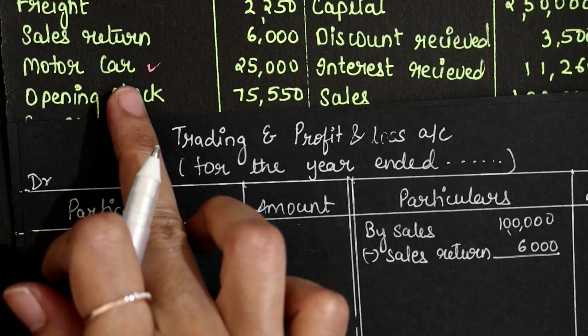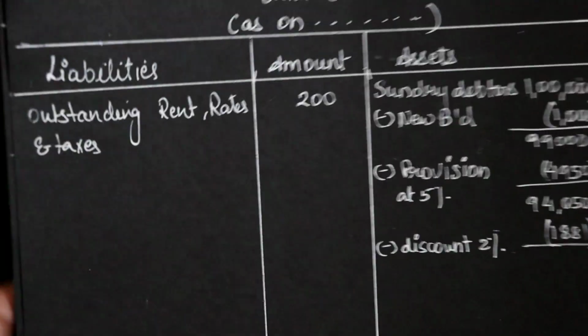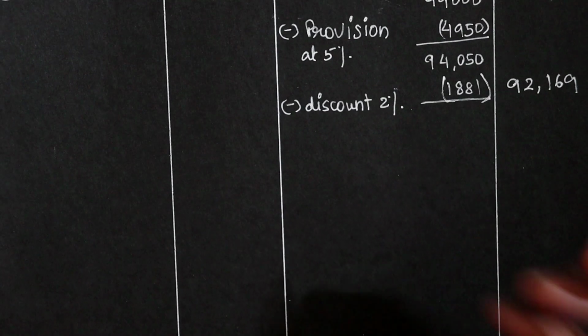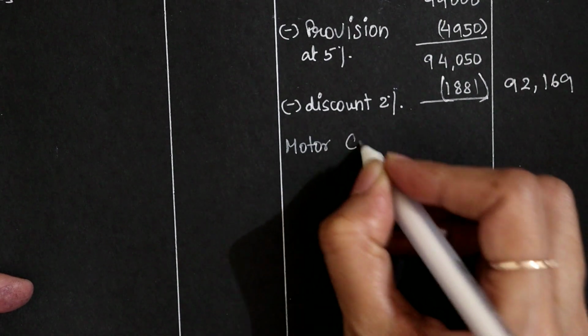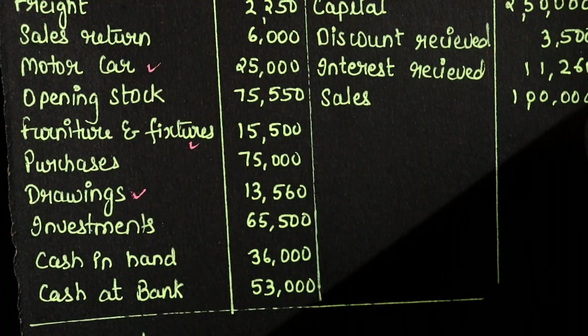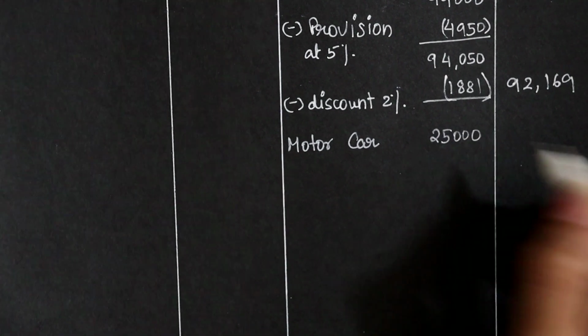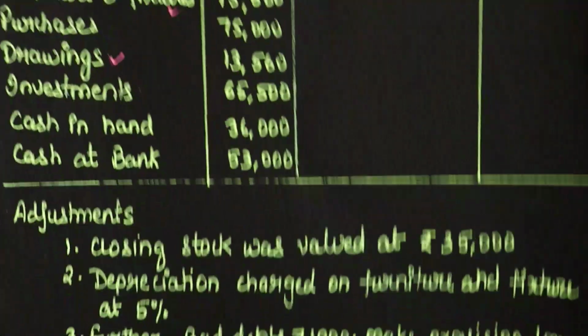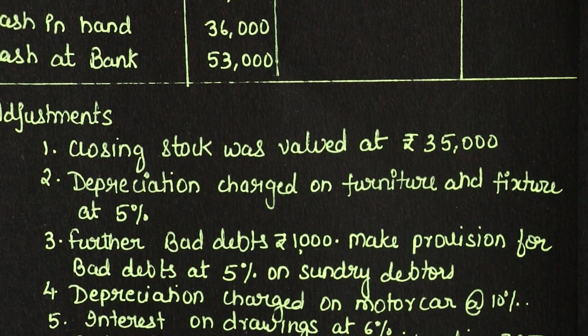Then we have motor car. On this we have adjustment. So first we will write motor car on the asset side, inner column 25,000, and the adjustment says depreciation charged on motor car is 10%. So 25,000 less 10% will be 2,500.